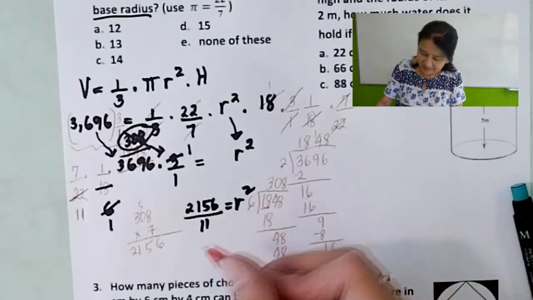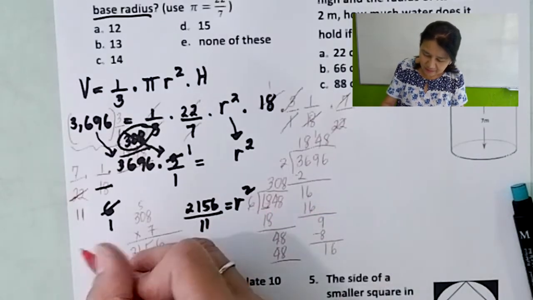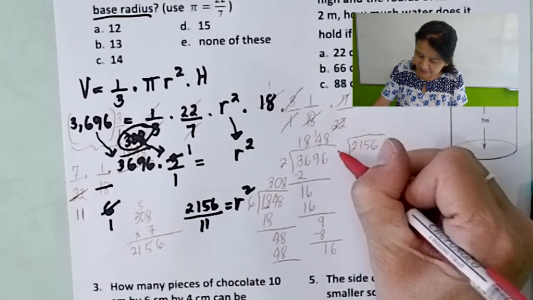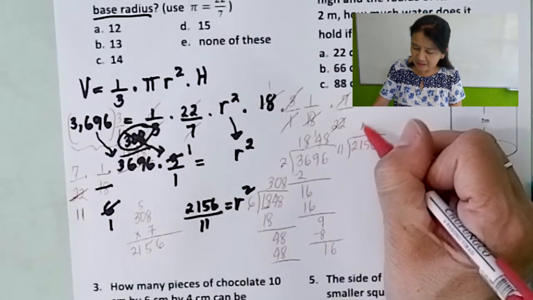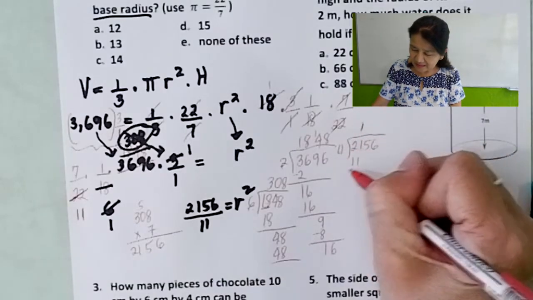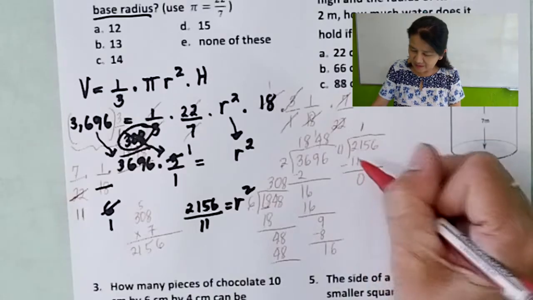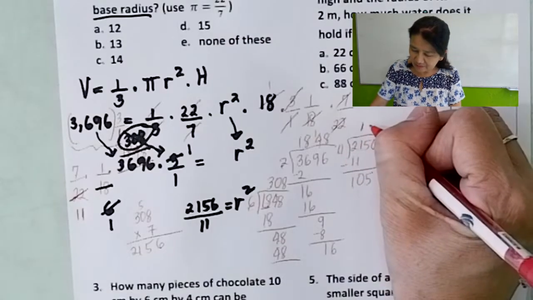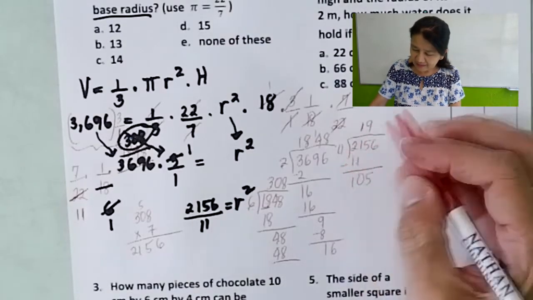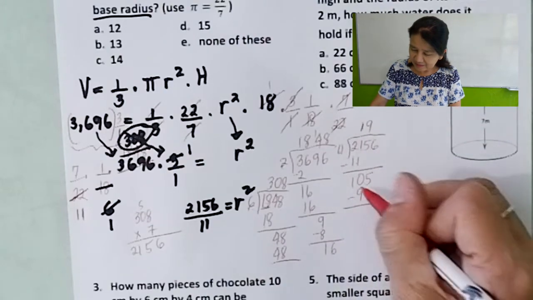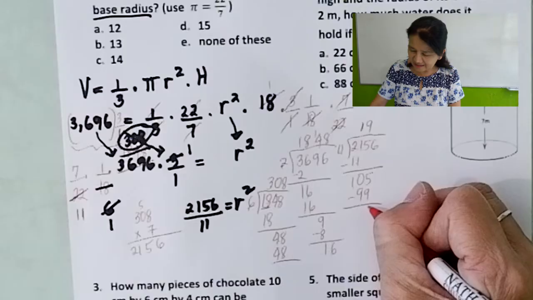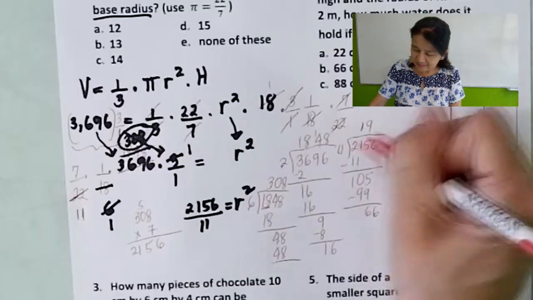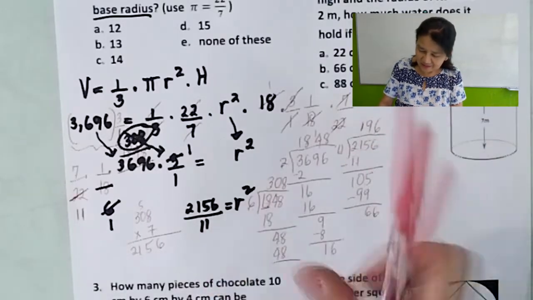Now, let's try dividing this. What is 2,156 divided by 11? 21 by 11 is 1. 1 times 11 is 11. Subtract. 1 minus 1 is 0. 2 minus 1 is 1. 105 divided by 11 will be 9. 9 times 11 is 99. 105 minus 99, we get a 6, right? Okay, 6, bring down 6. 66 by 11 is 6. There.